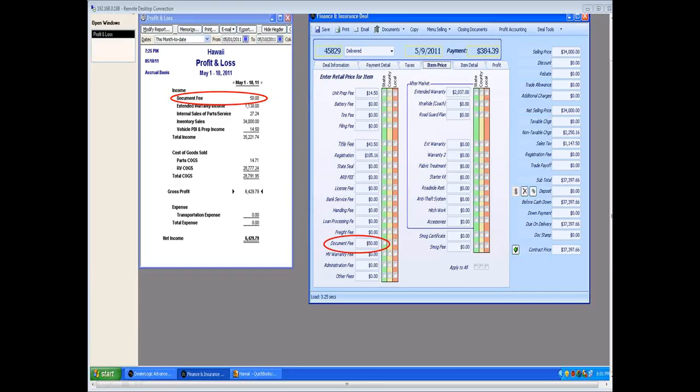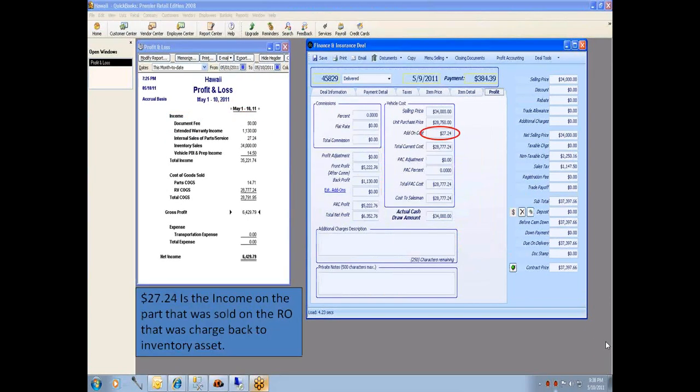Here the document fee of $50 is shown. Here is my profit and loss statement, and within DealerLogic then we have our $50 fee. Next is our extended warranty. On our extended warranty screen, we've entered $2,037. On our profit accounting screen, we entered $907 that we owed the extended warranty company for those services. So our net profit is $1,130. The $27.24 is coming from that repair order of $27.24 that we cashed out to my piece of inventory.